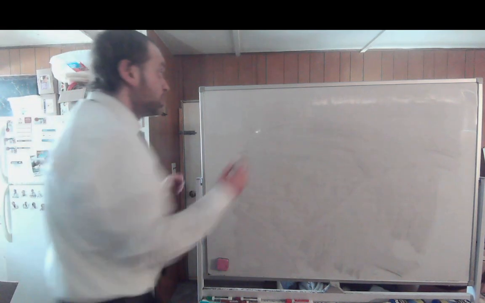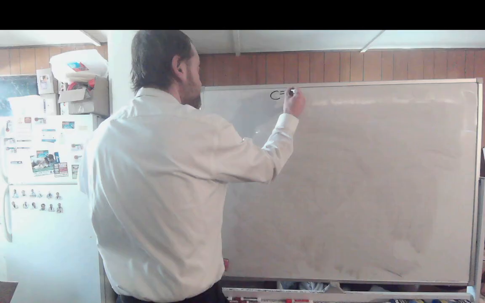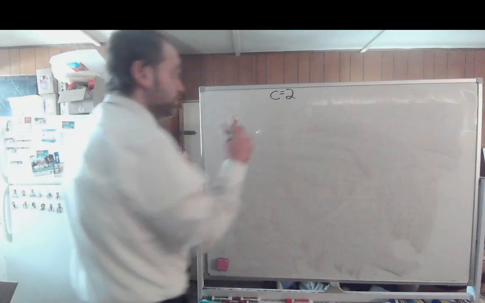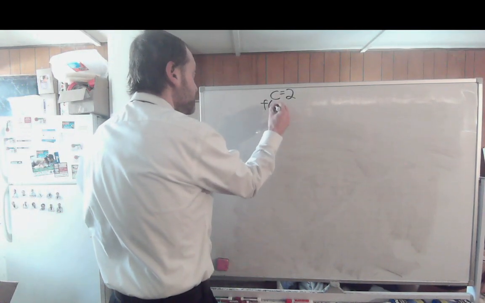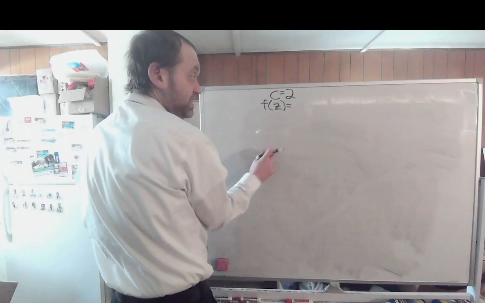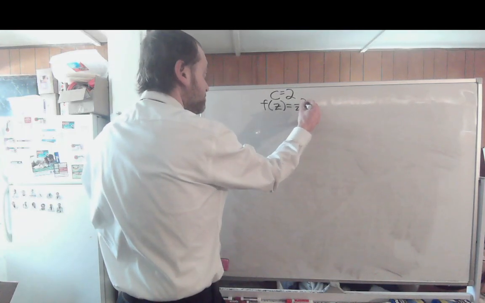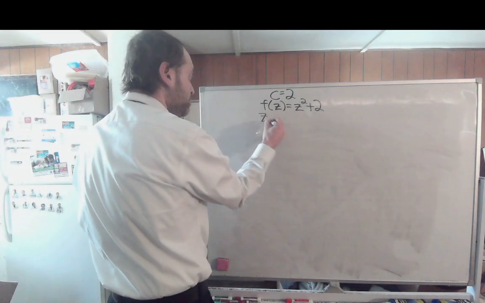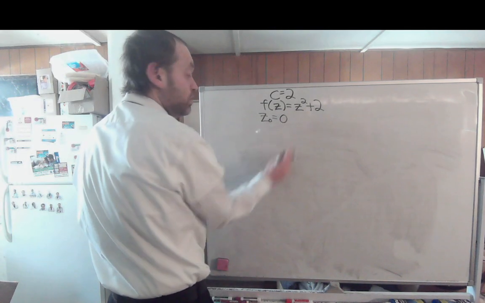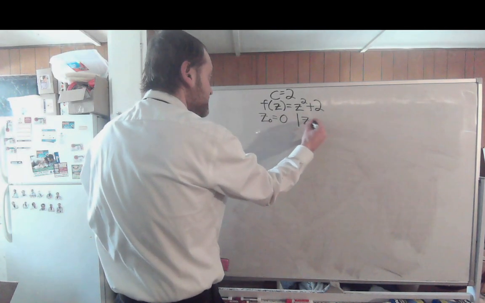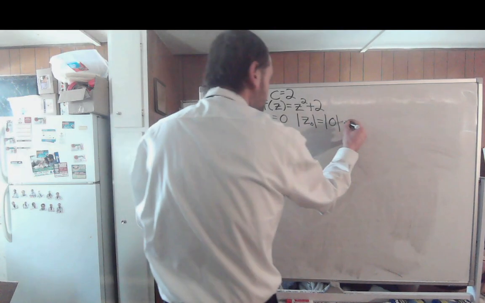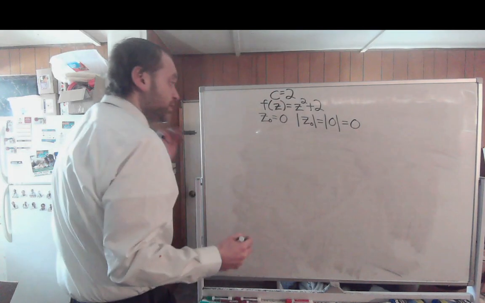Alright, let's see here. I got 4 more. We have c equals 2. So we just have good old 2 for our complex number. So set up your f of z function. That's always z squared plus c, so in this case it'll be z squared plus 2. Well, your z sub 0 by default is always 0. The absolute value of z sub 0 equals the absolute value of 0, which is just 0. We got that one for free.